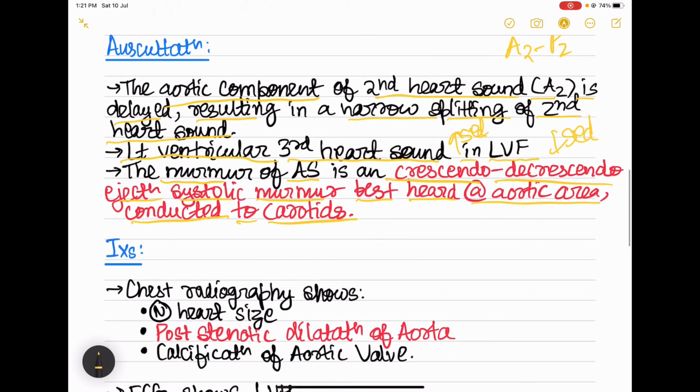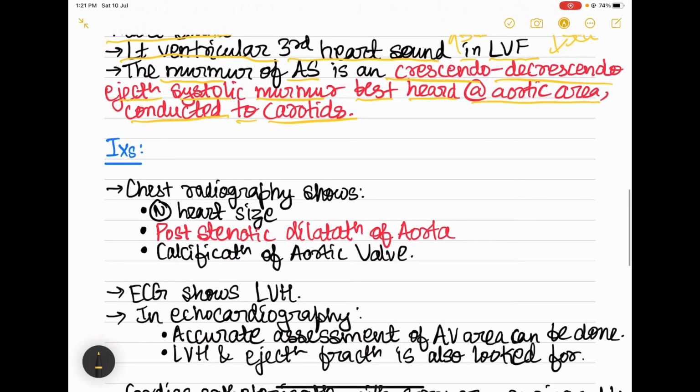Okay, coming to the investigations. So on chest radiography, the heart will be of normal size. Post-stenotic dilatation of aorta is seen. Very important point. Then we can see the calcification of aortic valve. Then on ECG, we will see left ventricular hypertrophy.